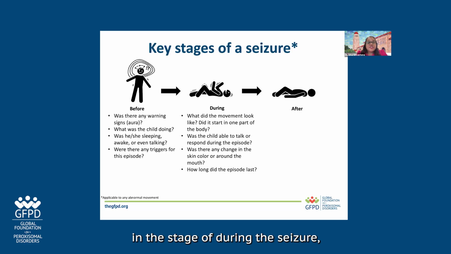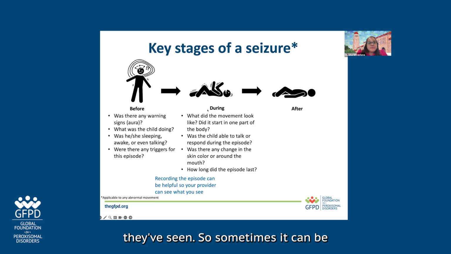In the stage of during the seizure, it's important to see where the movement started if you can, and what the movement looked like. I have a special asterisk on what the movement looked like: it's important to use words to describe the movement, but sometimes it can also be helpful to just show what the movement looked like. Because sometimes when my patients say, for example, tremors, it means something very different in my head than what they've seen. So sometimes it can be really helpful to just record the episode if you can. This recording does two things. One, your neurologist or other provider is able to see exactly what you saw, but also it can help time the episode, even if you start the recording halfway through, which is this last bullet point.